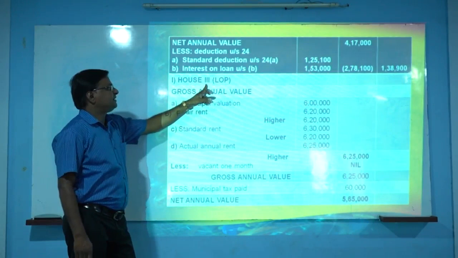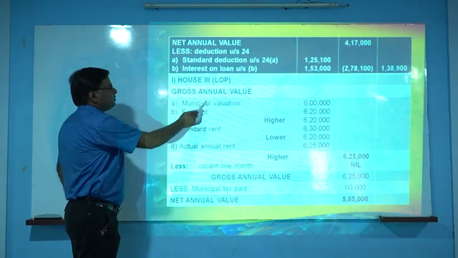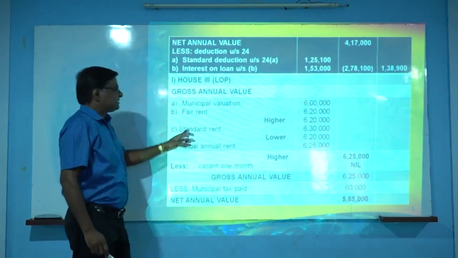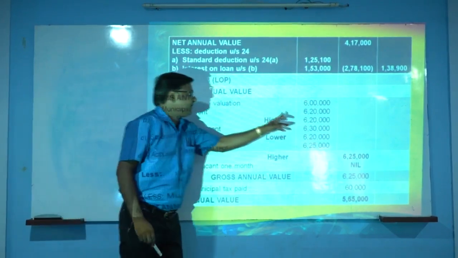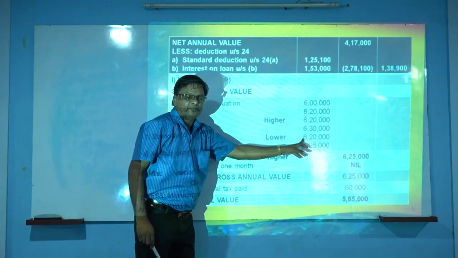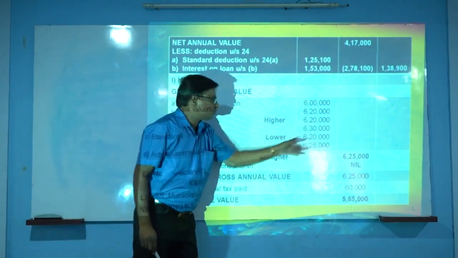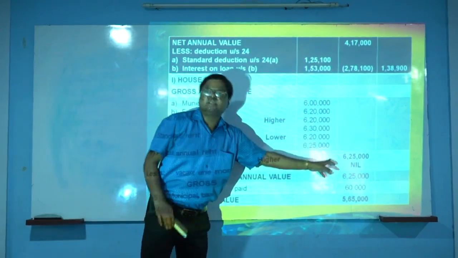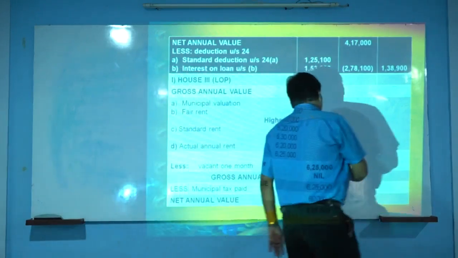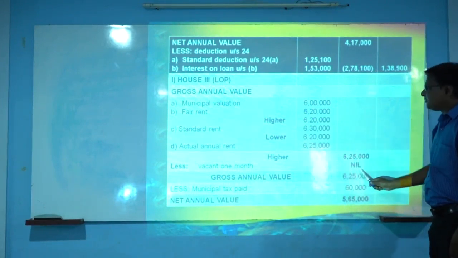Third house, house 3. It is also LOP. We have to follow the same steps. We have to apply municipal valuation, fair rent. From these two values, the higher value should be taken. Then C point, standard rent. Then from that higher value and standard rent, the lower value we have to take. Then lower value and actual annual rent. From these two values, we have to take the higher value. There is no unrealized rent or vacant amount. Then the higher value comes here 6,25,000 less vacant period amount nil.